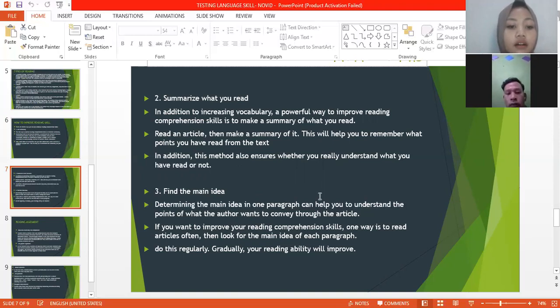The third, find the main idea. Determining the main idea in one paragraph can help you to understand the points of what the author wants to convey in the article. If you want to improve your reading comprehension skill, one way is to read articles often, then look for the main idea of each paragraph. Do this regularly, gradually your reading ability will improve.